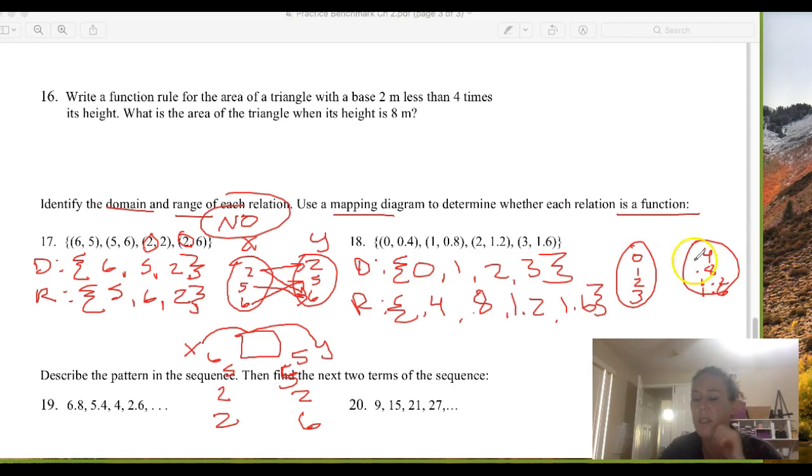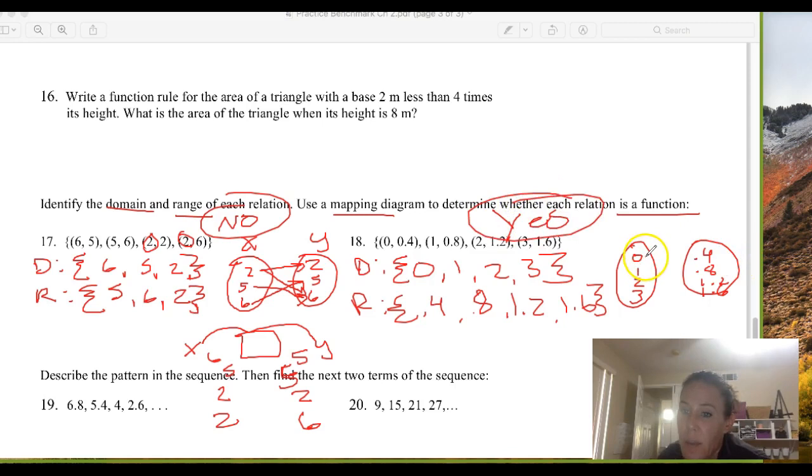I can already tell this is a function because look, the x values don't repeat. There's no 2 twice or 1 twice. That gives me a different y value. All of the x values are different, so I am going to be a function. I'm going to put yes already and go ahead and circle it. Yes, it is a function.